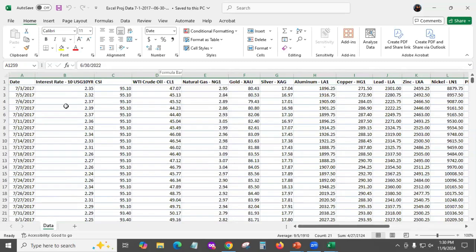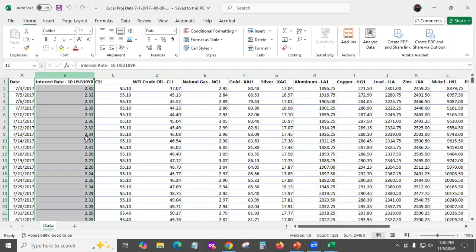Now, this file is interesting. It's got a lot of information. The first column is the interest rate. This is the 10-year interest rate.